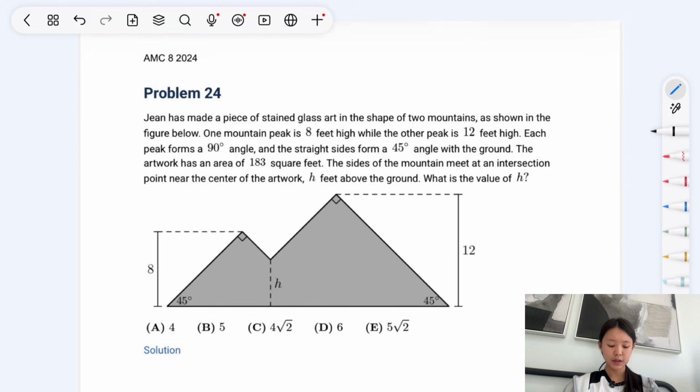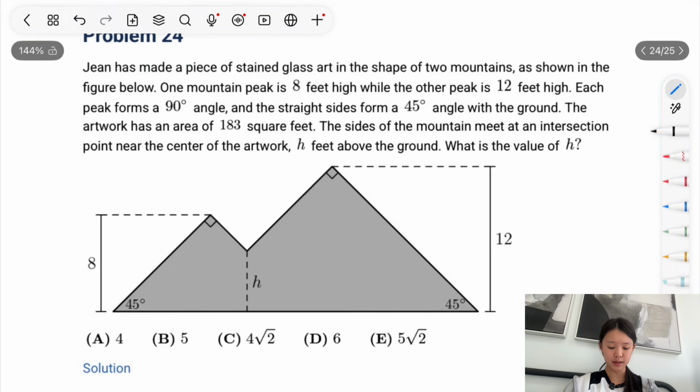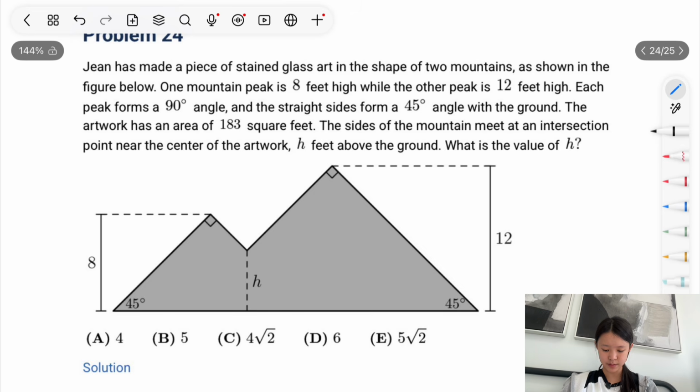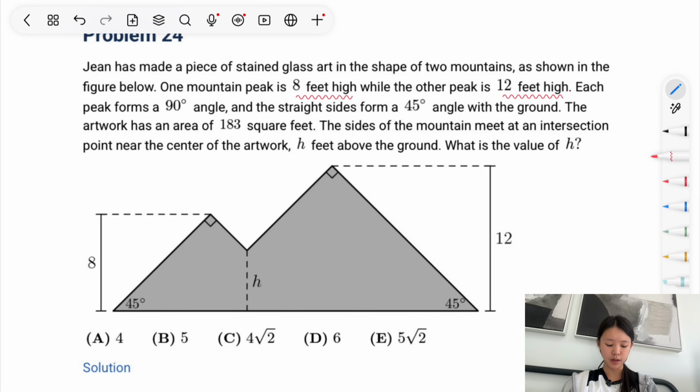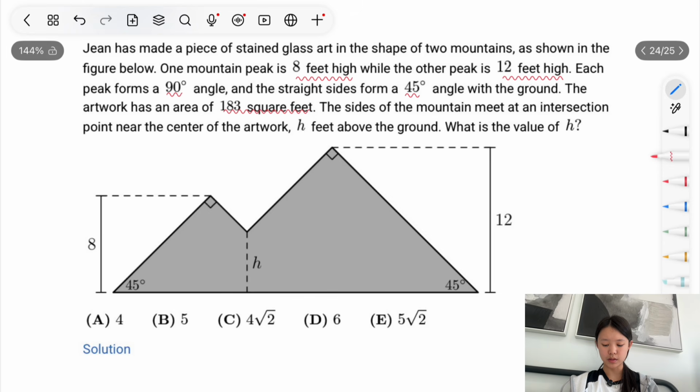Problem 24. Jean has made a piece of stained glass art in the shape of 2 mountains, as shown in the figure below. One mountain is 8 feet high, while the other is 12 feet high. Each peak forms a 90-degree angle, and the straight sides form a 45 degree angle to the ground. The artwork has an area of 183 square feet. The sides of the mountain meet at an intersection point near the center of the artwork, h feet above the ground. What is the value of h?